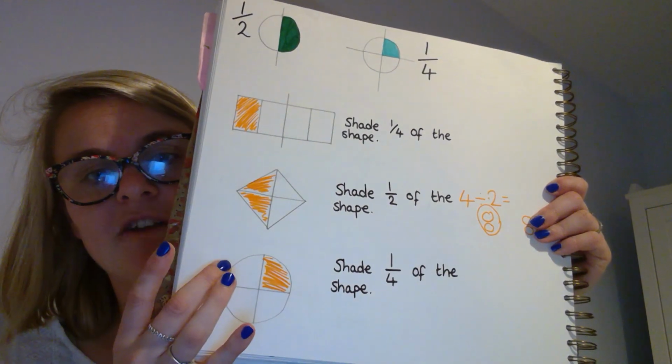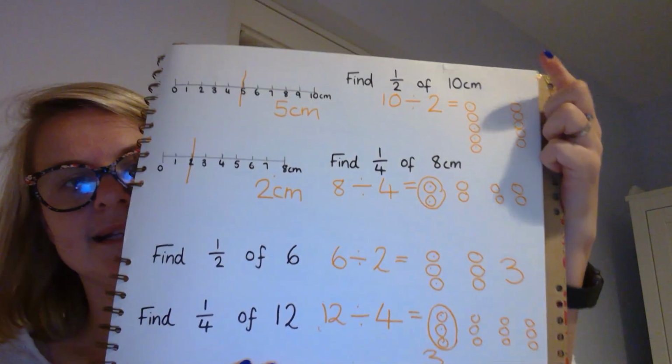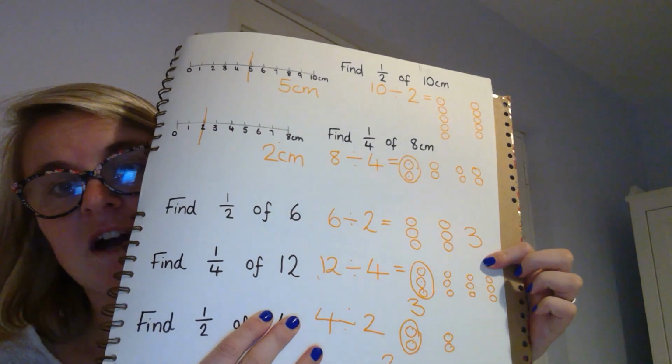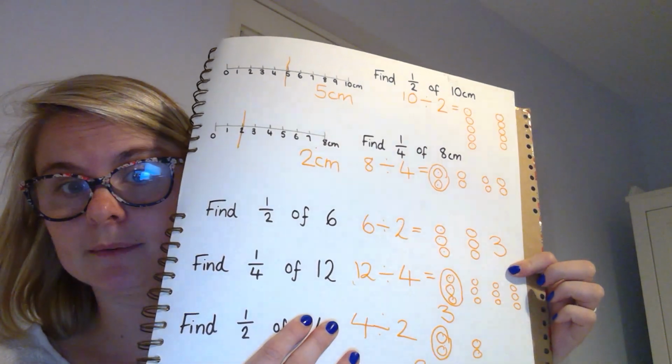Oh, that was heavy. Right, so we have now practiced finding a fraction of a shape. We've practiced finding a fraction of a length. And we've practiced finding a fraction of a number. Like I said, on our website, on your class page, is a sheet. It's got some questions on there, and there are different ones to find a fraction of a shape, find a fraction of a length, find a fraction of a number.